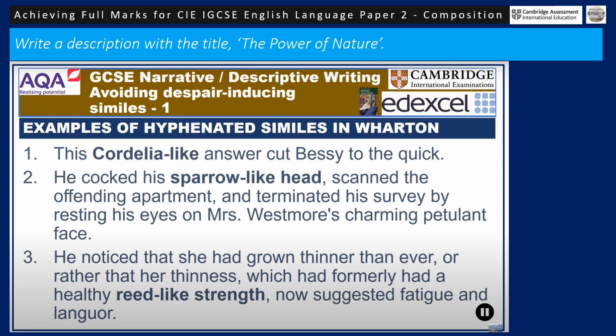So we might have Trump-like, Boris-like, Putin-like. These hyphenated similes refer to world leaders, but of course it doesn't necessarily need to be a country's leader. You just need to hyphenate and choose someone with well-known, obvious characteristics.